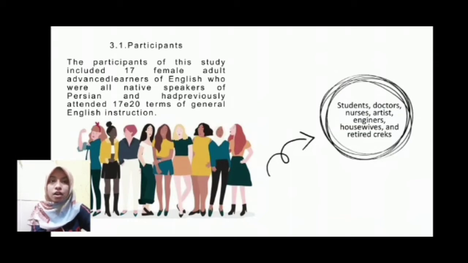They come from a broad range of social backgrounds such as student, doctor, nurse, artist, engineer, housewife, and retired clerk. Regarding the long period of English instruction they had attended, it can be concluded that they were committed to language learning despite having other engagements in life.